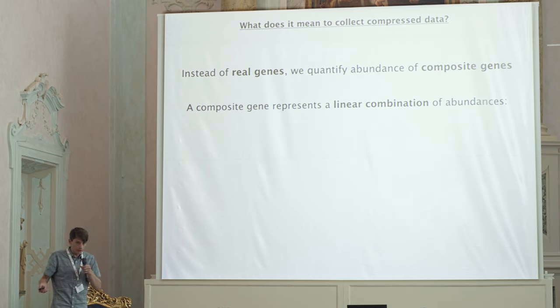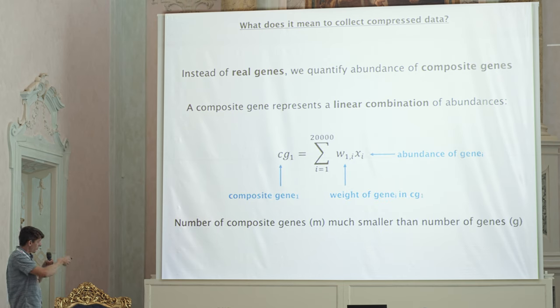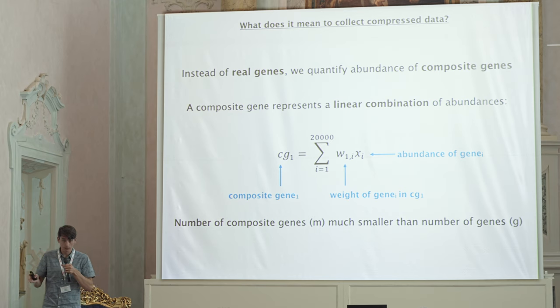Okay, so what does it actually mean to collect compressed data for gene expression in particular? Well, instead of measuring the abundance of actual genes, what I want to measure are the abundance of composite genes. And mathematically, a composite gene is simply a linear combination of gene abundances. So for example, composite gene 1 might just be a weighted sum of 20,000 gene expression levels, okay? So that would be composite gene 1. And we might have M total composite genes, so maybe M is something like 100. Anyway, M being much smaller than the total number of genes, which here I'm saying is 20,000. So that's it. Mathematically, it's fairly simple.